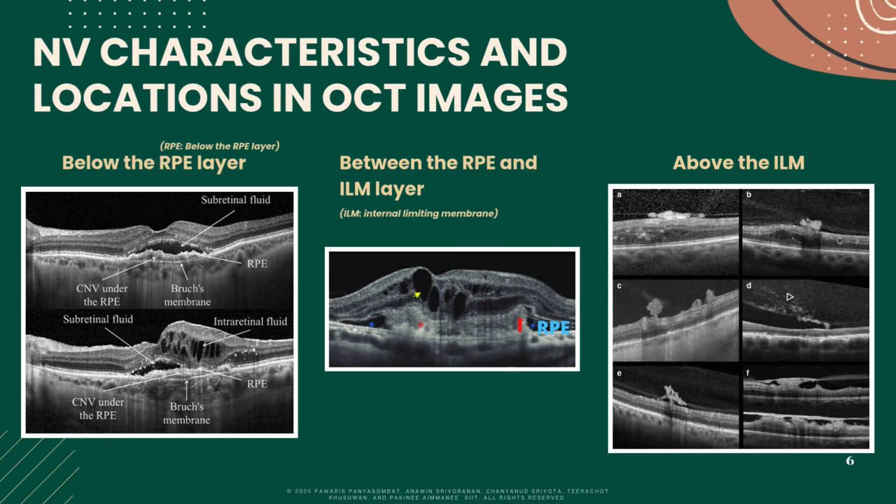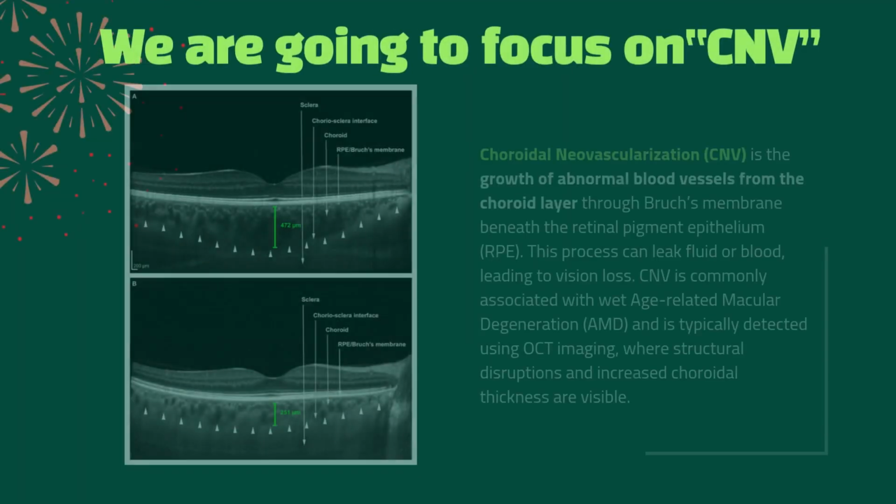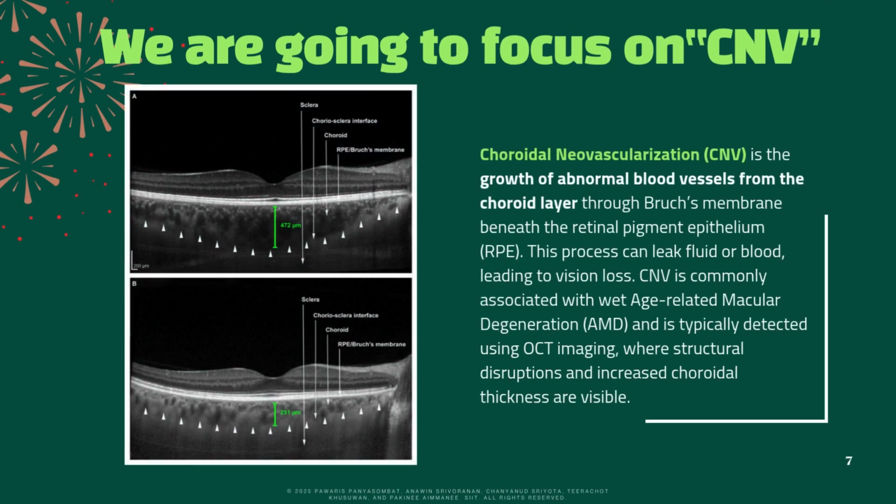NV can happen mostly in three cases: below the RPE layer, between the RPE and the IMM, and above the IMM. Thinking this way, the RPE is the bottommost layer of the OCT image, and the IMM is the topmost layer of the OCT image. So the case that we want to focus on is below the RPE layer. In that case, it will host the disease called CNV, or choroidal neovascularization.